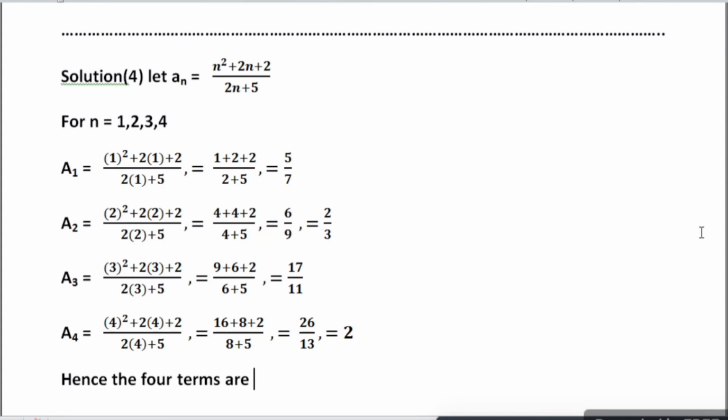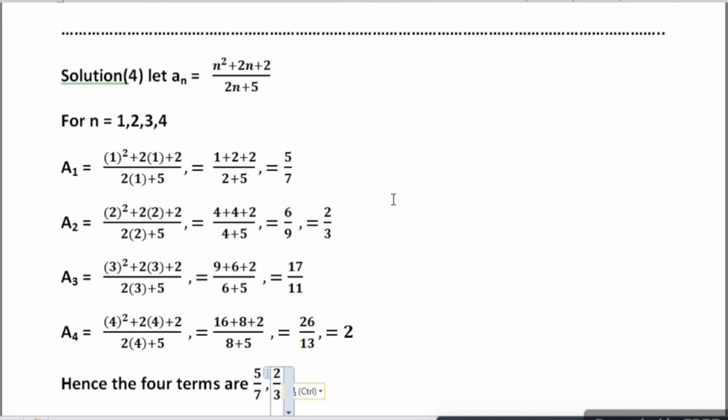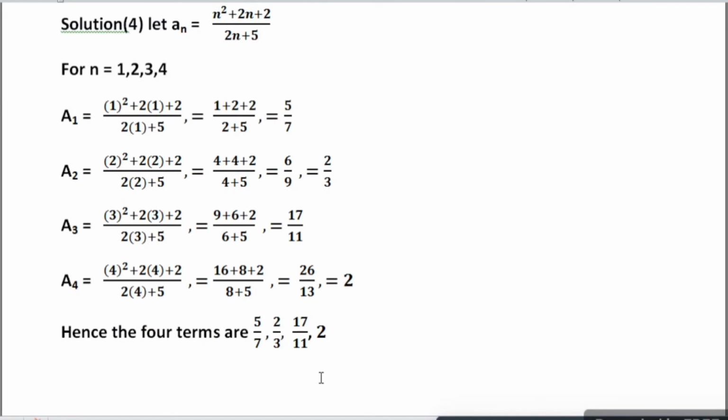1st term, that is 5 divided by 7, second term, that is 2 divided by 3, and third term, that is 17 divided by 11. Next, fourth term, that is equal to 2. Which is the required solution?